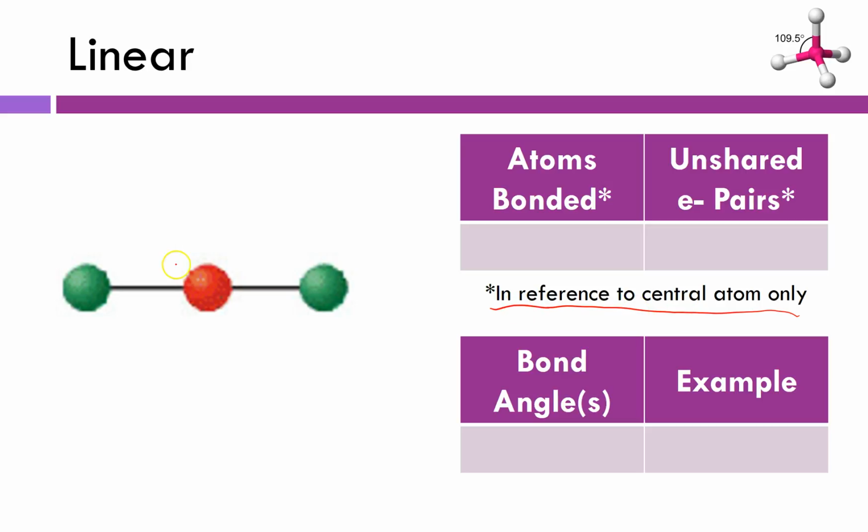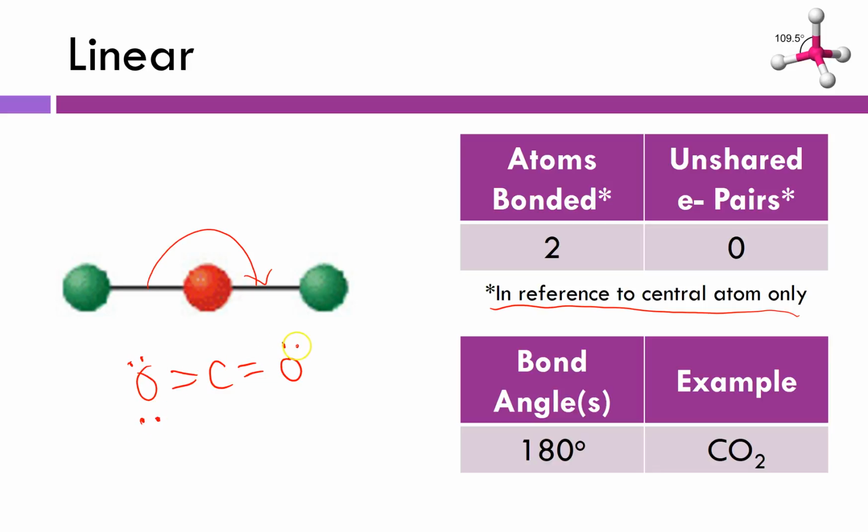If you look at the central atom, which is always going to be in red, we can see that there are 2 other atoms bonded to the central atom. If I look at the central atom, I see that there are no unshared electron pairs. I don't see any dots, for example. We'll just erase those. Bond angles: if I were to measure the angle from here to there, I would see that it's 180. And one really good example of a linear molecule is CO2. So let me just draw that out.